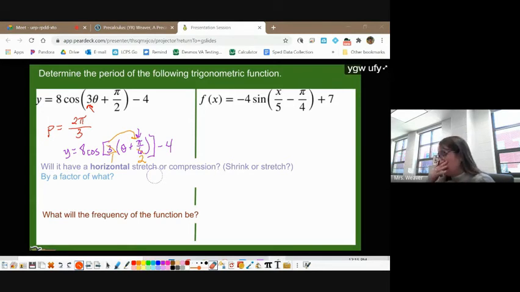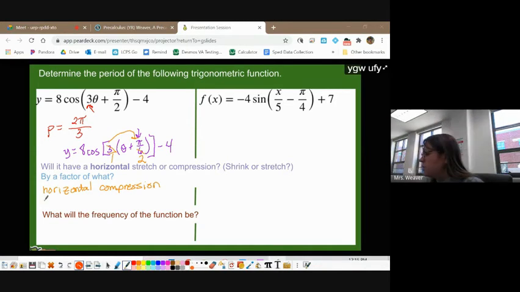Yes, it's a compression, okay? So it's a horizontal compression. Good job, Omar. Okay, it's a horizontal compression. By a factor of what? It's a horizontal compression by a factor of what? Okay, for me, this is where we have to do a little deep thoughts here, okay? Good guess, but not quite, Omar, but I love that you're thinking and willing to put yourself out there.